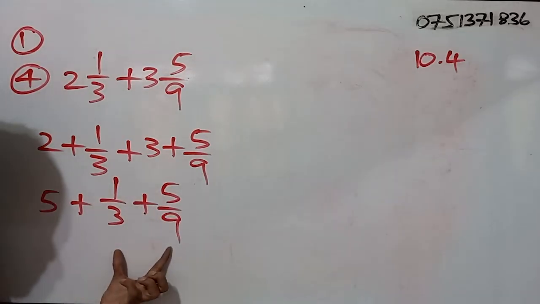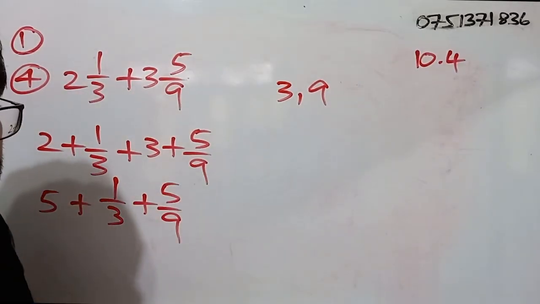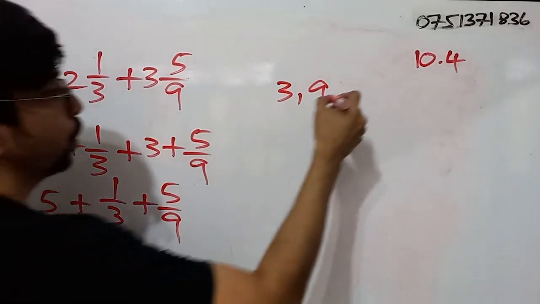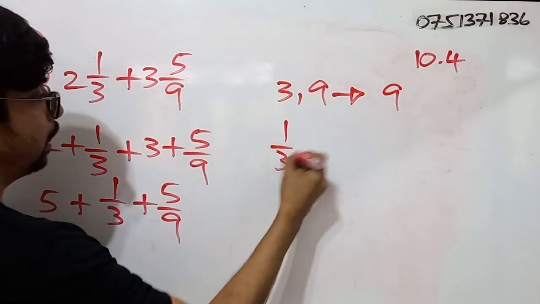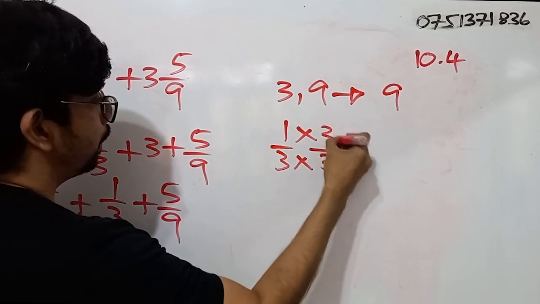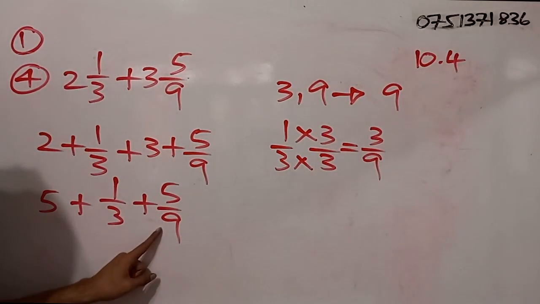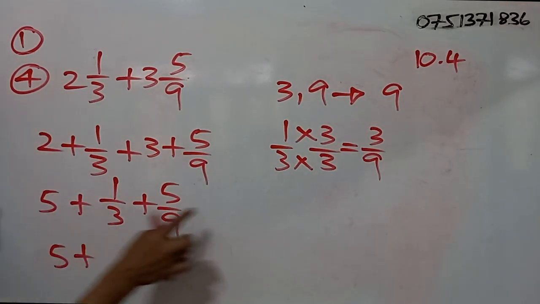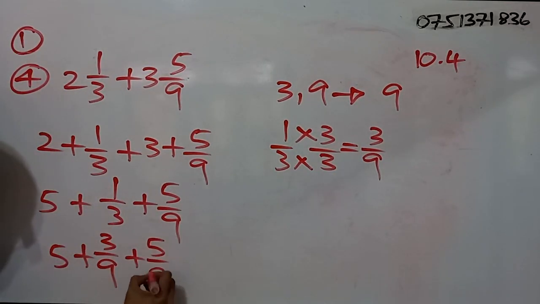So we have two fractions where the denominators are different. So the denominators are 3 and 9. So the easiest way is what? Consider the LCM. Of these two numbers, the LCM is what? 9. So 1 by 3, I'll have to multiply both denominator and numerator by 3. So this becomes 3 by 9. 5 by 9, we don't have to do any conversions, right? So 5 plus, instead of 1 by 3, I can write 3 by 9. To that, I'll have to add 5 by 9, right?